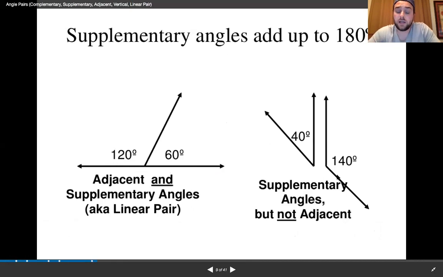If you look over here, these are not adjacent, but these would be supplementary because when you add up 140 plus 40, you're still going to end up with 180 degrees. You can see there's not a ray coming off of either one of these. They would have to be connected with a ray coming off for it to be adjacent. So an example of that would be right here. This is still supplementary though, because you're getting to 180 degrees.